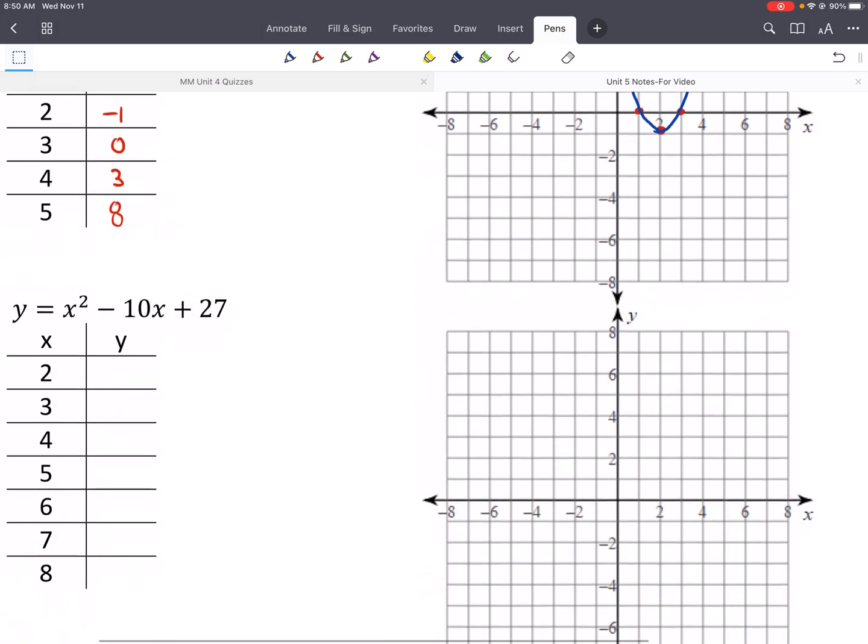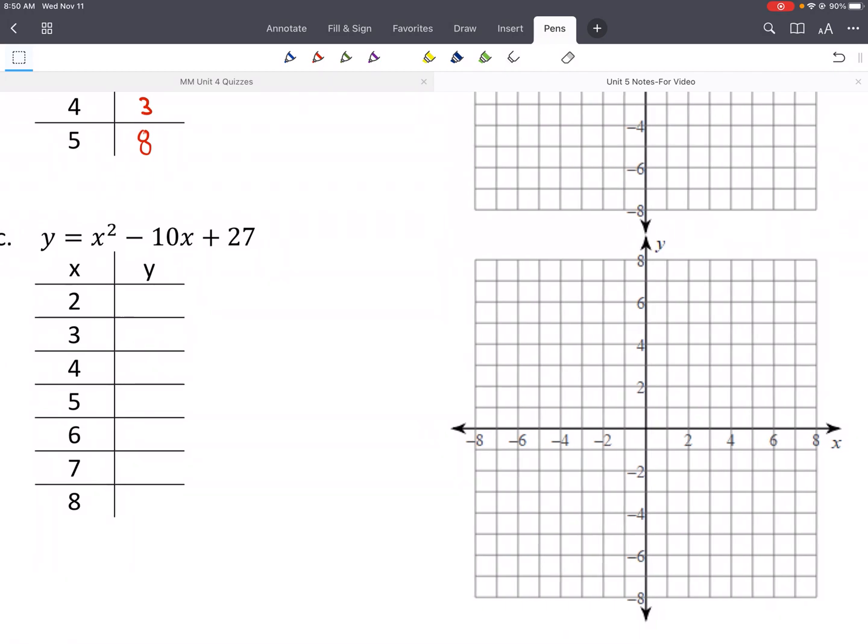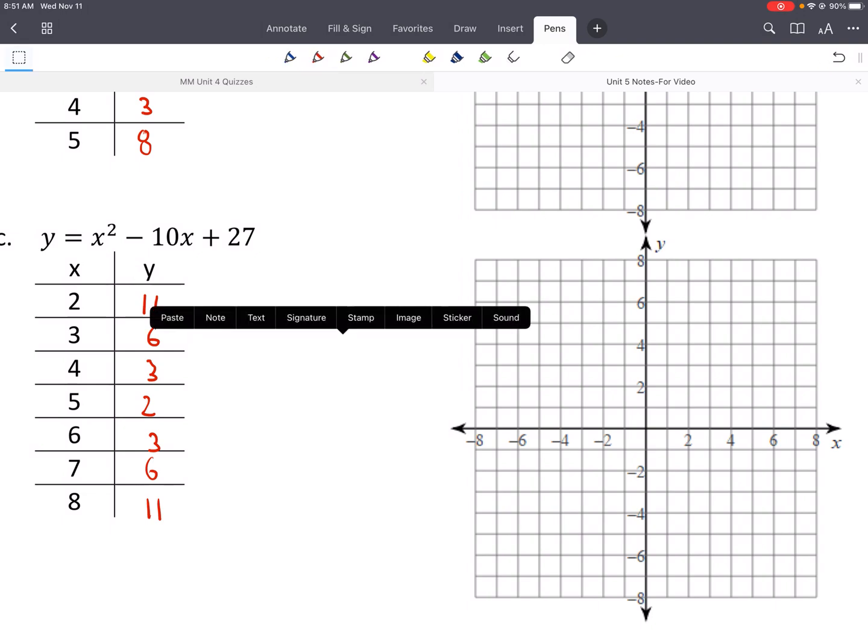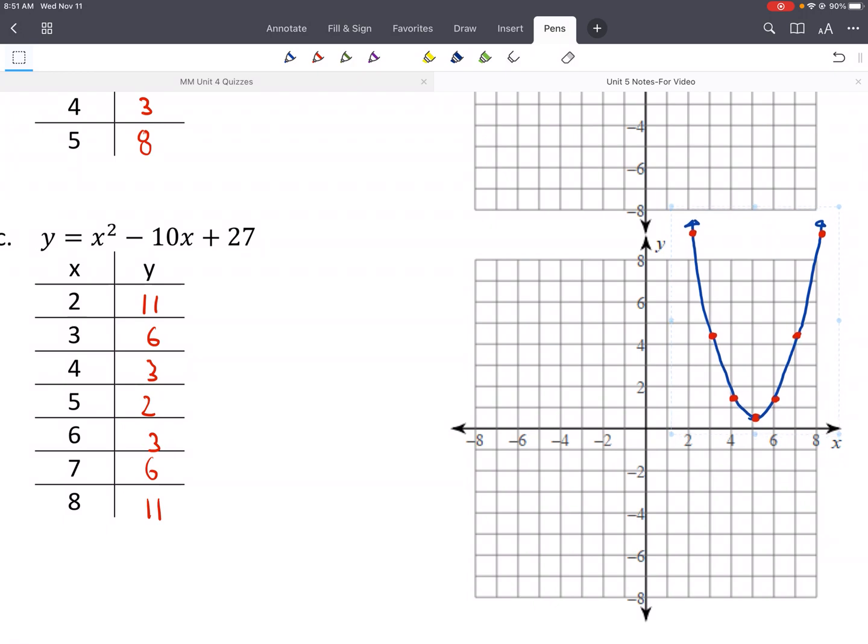Okay, we can do the same for this one. Hopefully you gave C a try. Again, these numbers are getting bigger. If you started at -4, you'd end up getting a really big number. So here we'd get 11, 6, 3, 2, 3, 6, and 11. Again, it's symmetric. And then we'll just plot this. It looks like our vertex is 5, 2. Okay.